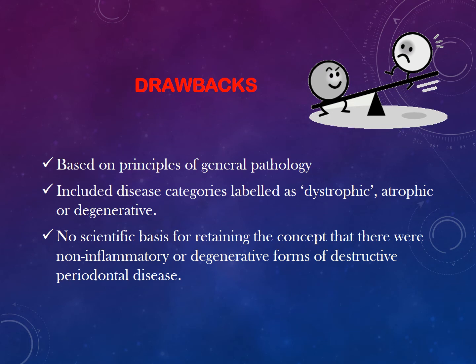Drawbacks of this paradigm. It was mainly based on the principles of general pathology. It included disease categories labeled as dystrophic, atrophic, or degenerative. There was no scientific basis for retaining the concept that there were non-inflammatory or degenerative forms of destructive periodontal diseases. The questions were raised on the existence of periodontosis as a distinct disease entity. This term was actually an infection which was earlier thought to be a degenerative change.